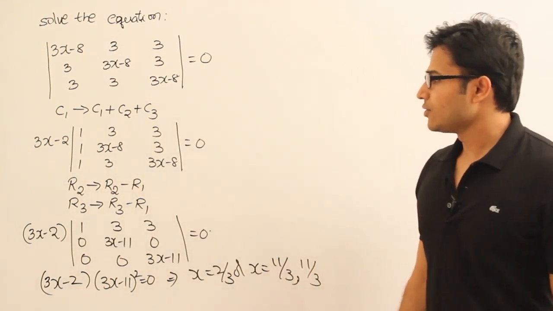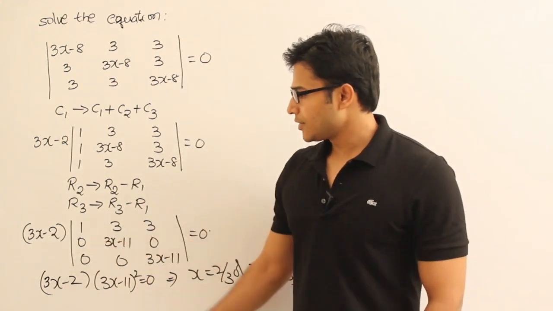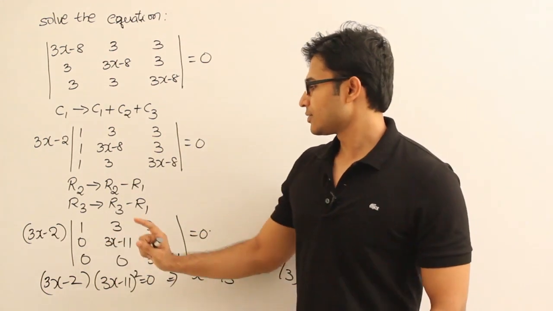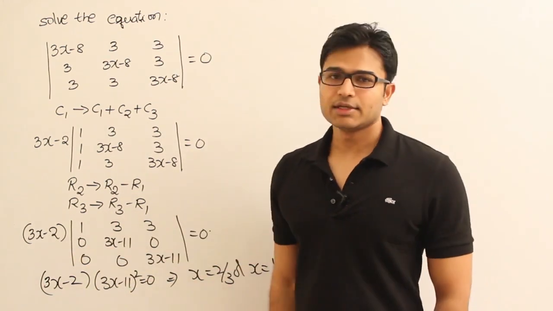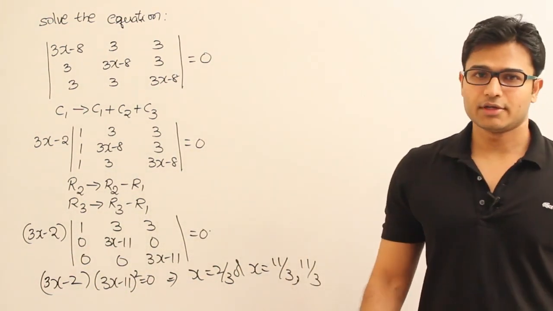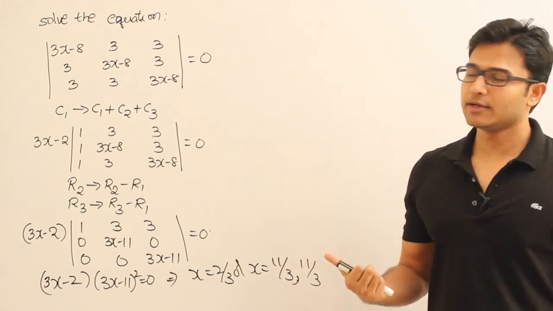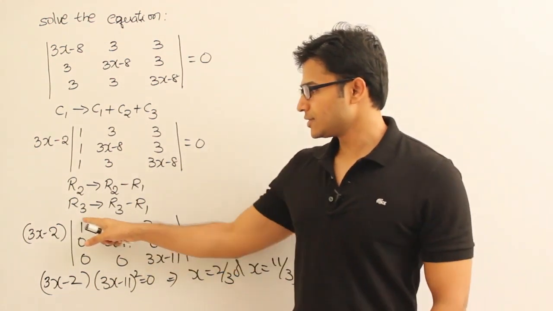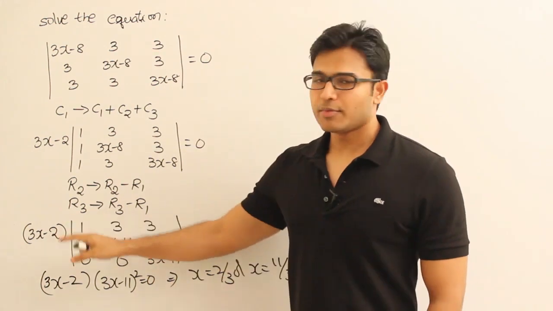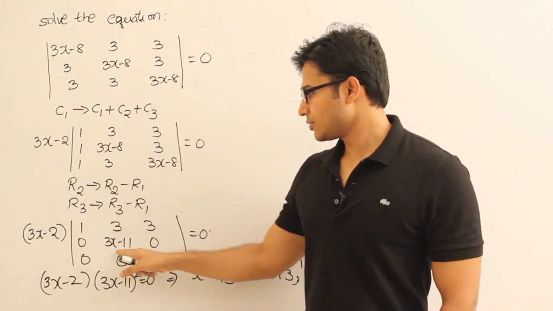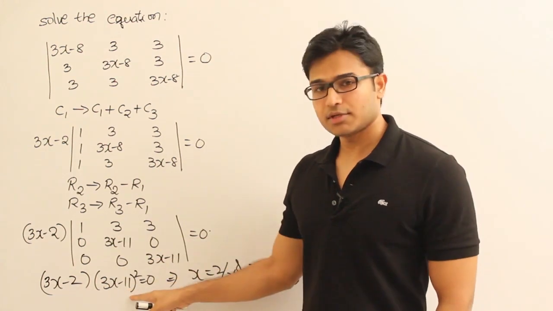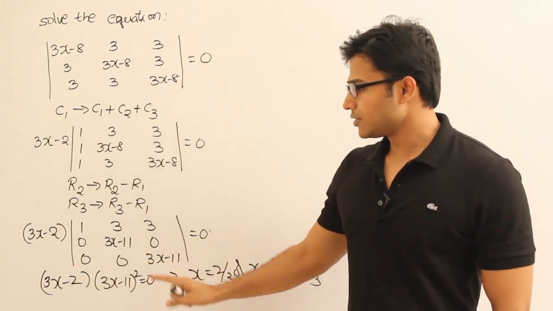Now if you watch it, it is an upper triangular matrix, isn't it? It is an upper triangular matrix because all the elements below the diagonal are 0. So we already know that in an upper triangular, lower triangular or diagonal matrix, the value of the determinant is equal to the product of the principal diagonal elements. Therefore this is the determinant, right? And now equate it to 0.